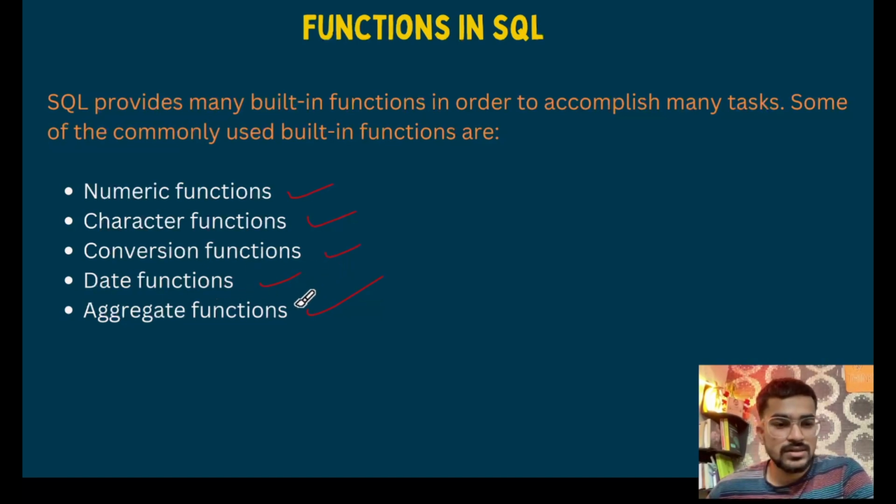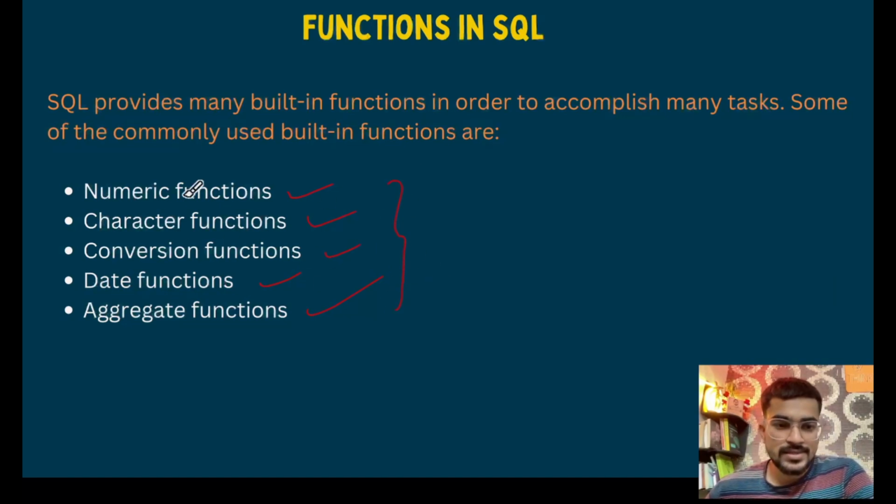Then date functions, everything related to dates, like we can add one extra month to a date, or find the difference between two dates. Then we have aggregate functions, which we have seen in Python too, like sum, mean, max, which operate on multiple rows and give a single output. So we'll look into all of these things one by one.